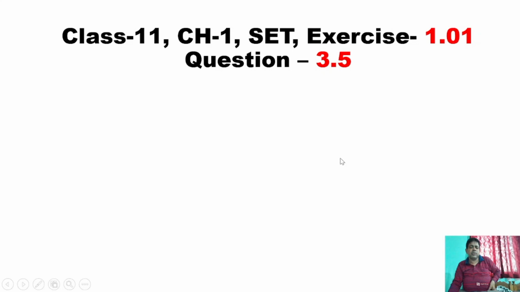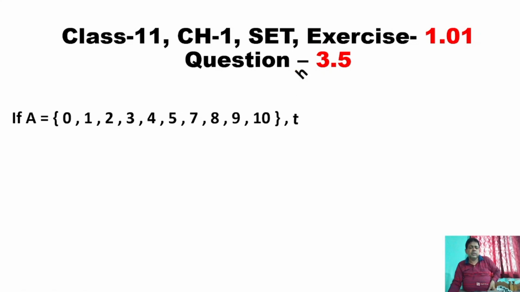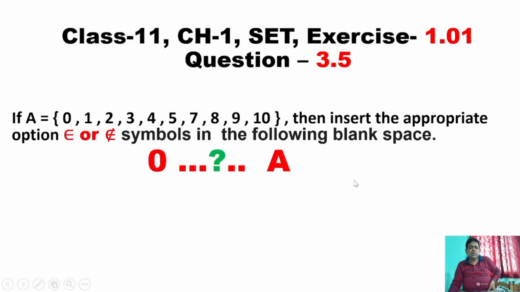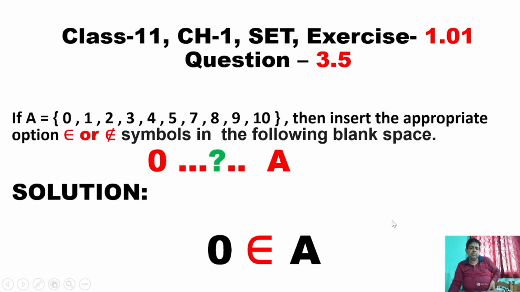Question number 3.5. A similar question, fifth bit. Here 0 and A. Here 0 is clearly an element of the set A. So what do you write? Tell me. Belongs to. 0 belongs to A. Okay. Proceed to the next.